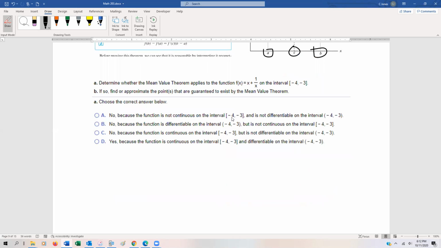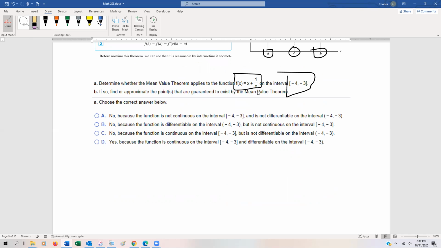So let's start off with a fairly easy non-polynomial function. We have this function x plus 1 over x, and we're given the interval -4 to -3. We just want to see if the mean value theorem holds, and if it does, what are the values that satisfy? So here are our conditions.